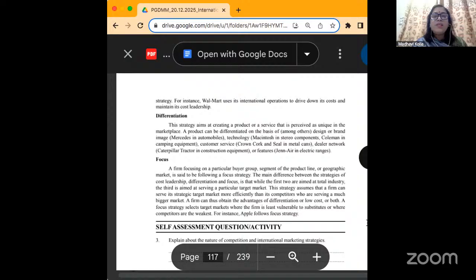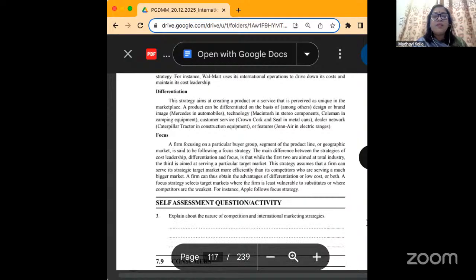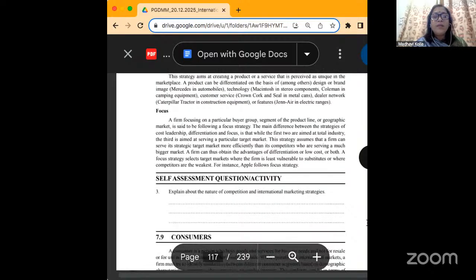The next one is in terms of differentiation. This strategy aims at creating a product or service that is considered unique in the marketplace. That means not many are offering them, or not offering them in the same format, or offering them in a descaled version, or there are no competitors at all.